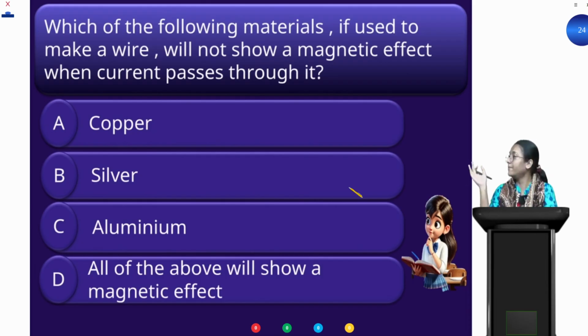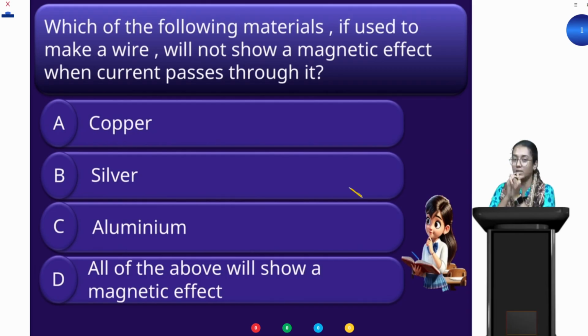Which of the following materials, if used to make a wire, will not show a magnetic effect when current passes through it? Is it option A, copper, option B, silver, option C, aluminium, or option D, all of the above will show a magnetic effect? Which one will be the right answer?